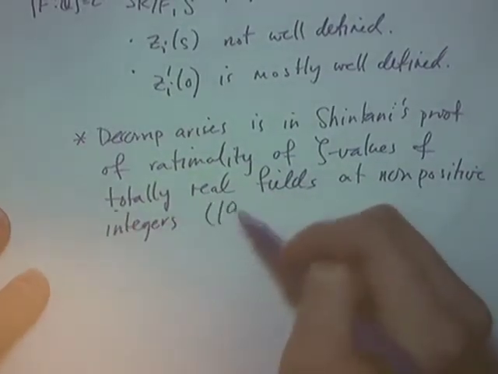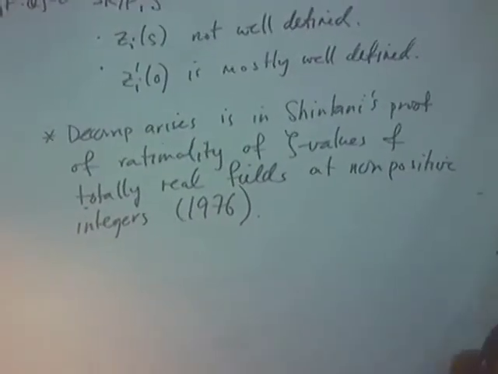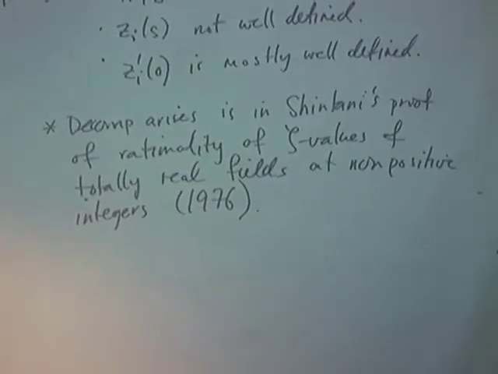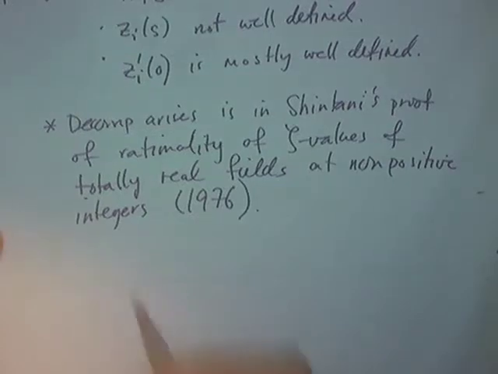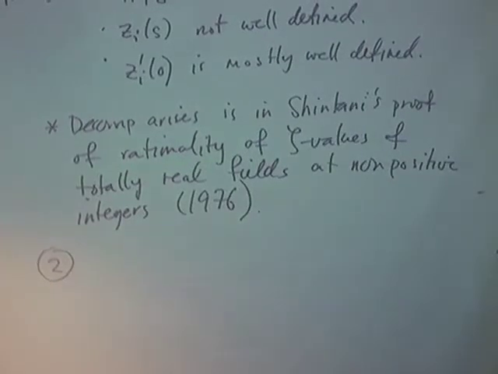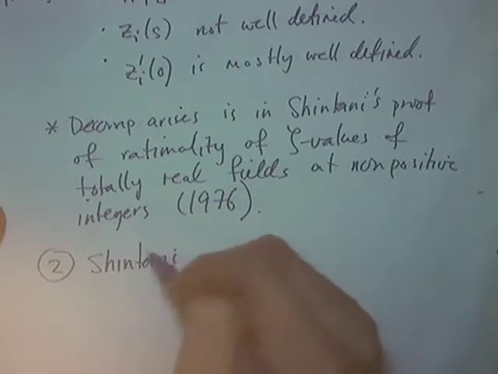And this appeared in 1976. All right, so although it was introduced in this context of proving certain rationality results, his methods have had further applications, some of which I'll describe. But first, I'd like to just discuss or introduce Shintani zeta functions.